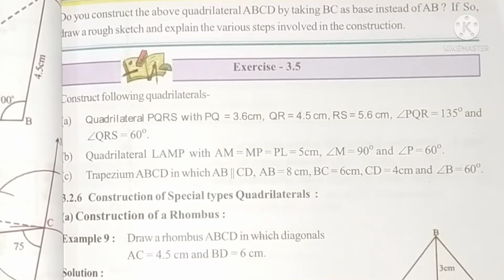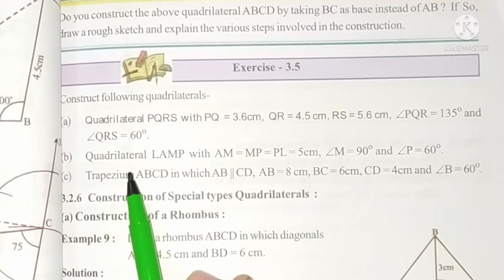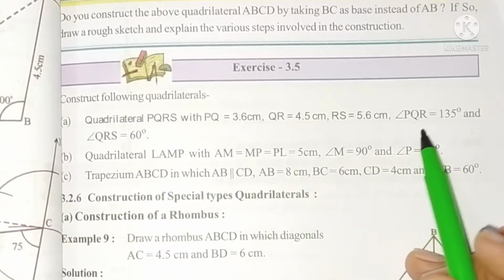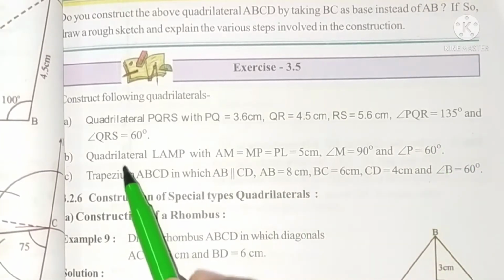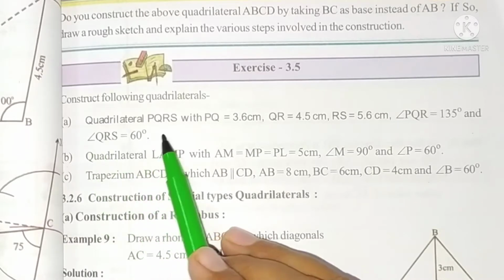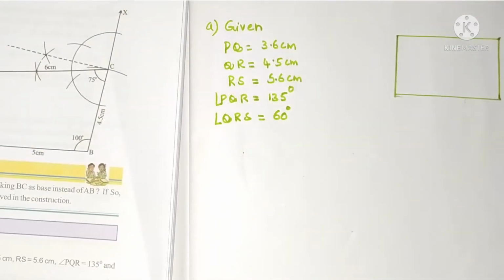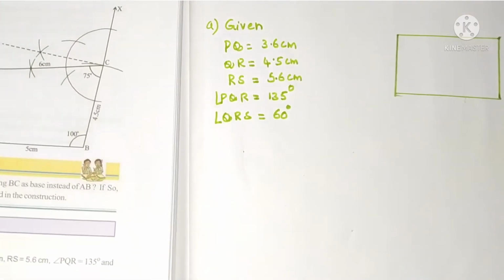In this video, we are going to see our exercise 3.5 constructions. So here, three sides and two included angles were given. We have to construct. First one, construct a quadrilateral PQRS with the given measurements. So write the given measurements first and just draw the rough diagram.